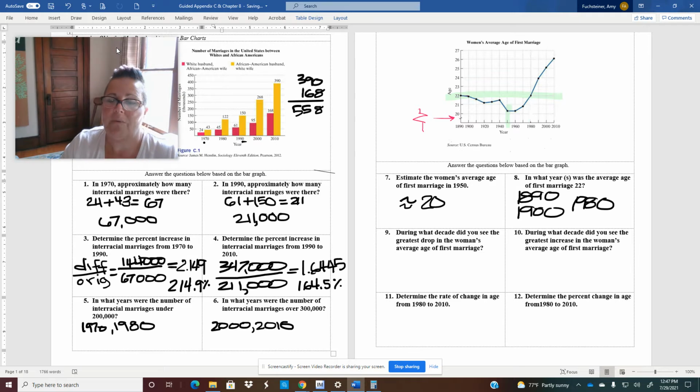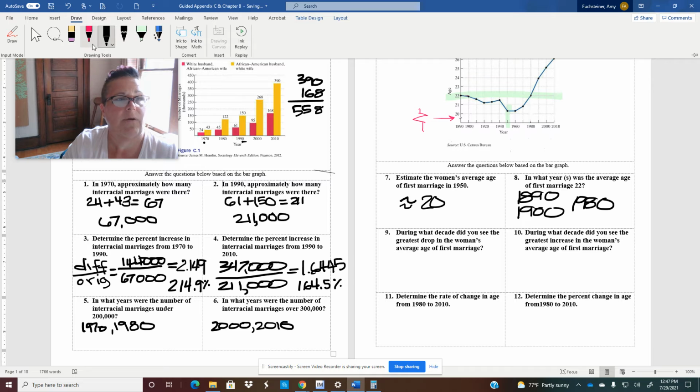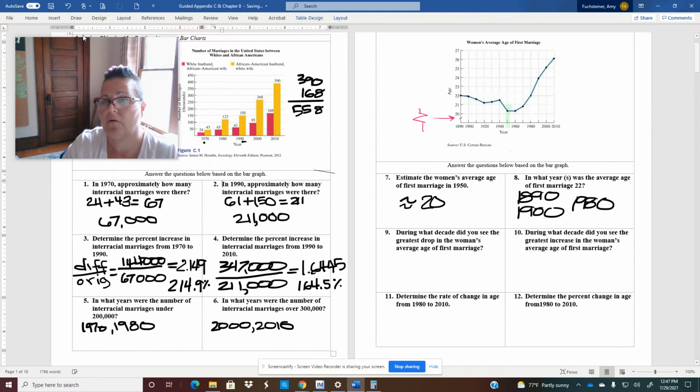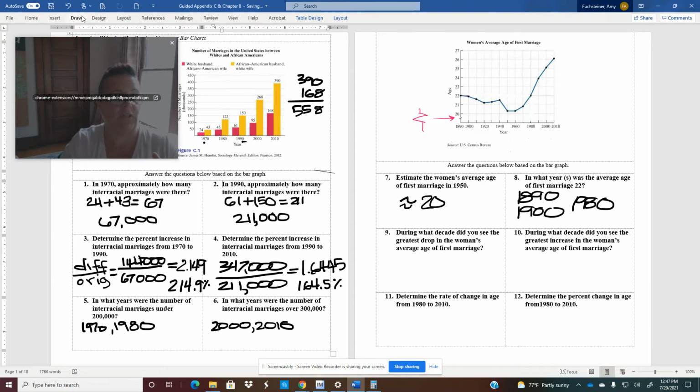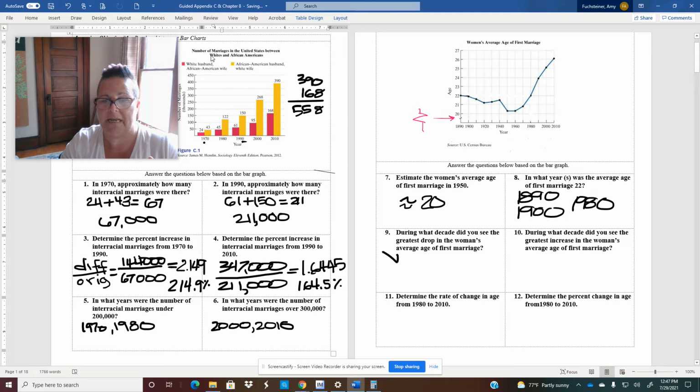Right? During what decade do you see the greatest drop? So decade is every 10 years, and lucky for us, we're counting by 10 years here. So that part is good. I'm going to go back and grab my eraser. There we go. All right, so during what decade do you see the greatest drop? Now, drop means it's going to fall down. So I'm looking for when my line goes down as I read it from left to right.